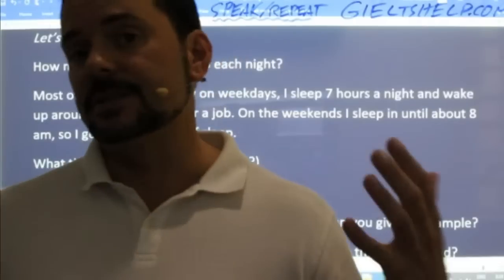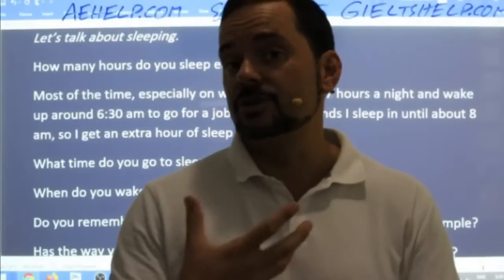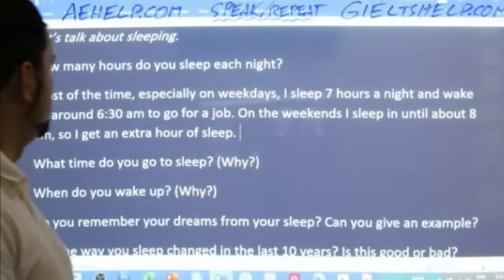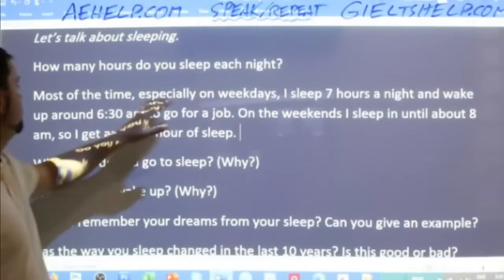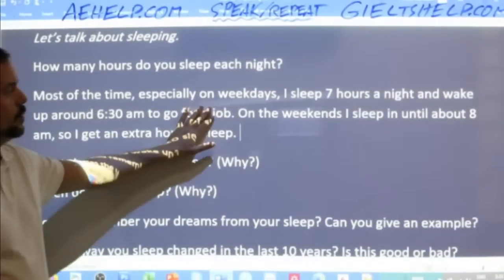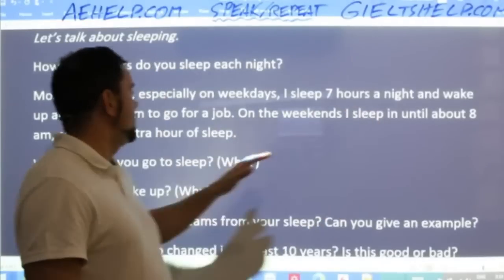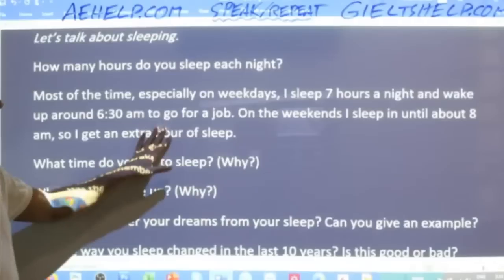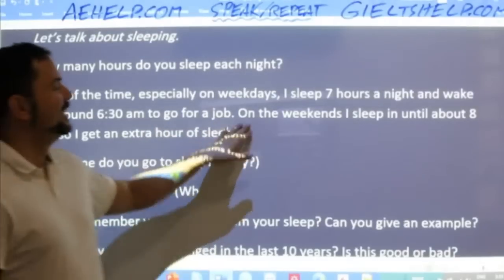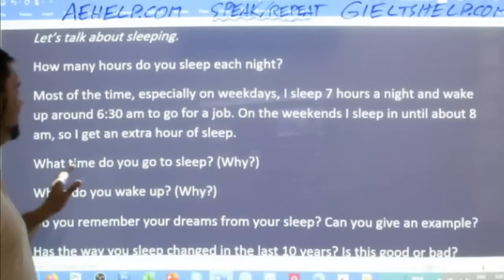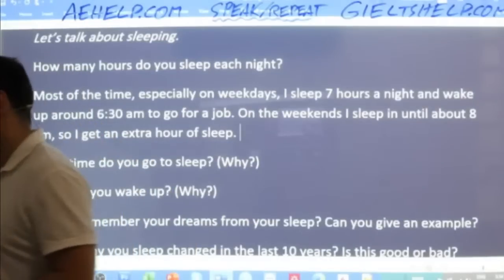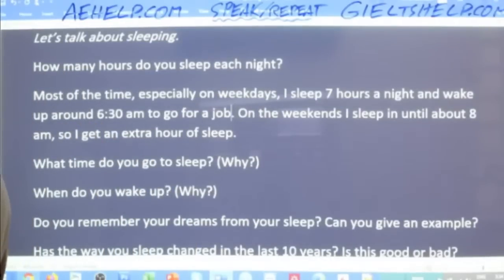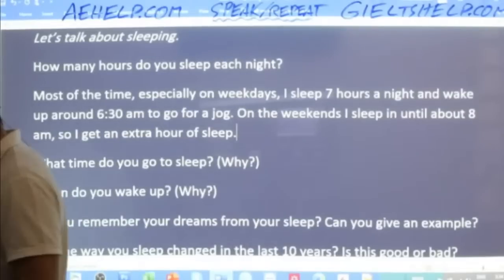So from this time to this time, an average of this many hours. That's really good. Okay. So repeat after me. How many hours do you sleep each night? Most of the time, especially on weekdays, I sleep 7 hours a night and wake up around 6:30 a.m. to go for a jog. On the weekends, I sleep in until about 8 a.m. so I get an extra hour of sleep. Now, if some of you did the math, you're probably thinking, Adrian, that's an extra 90 minutes. But I might go to sleep a little bit later. All right.